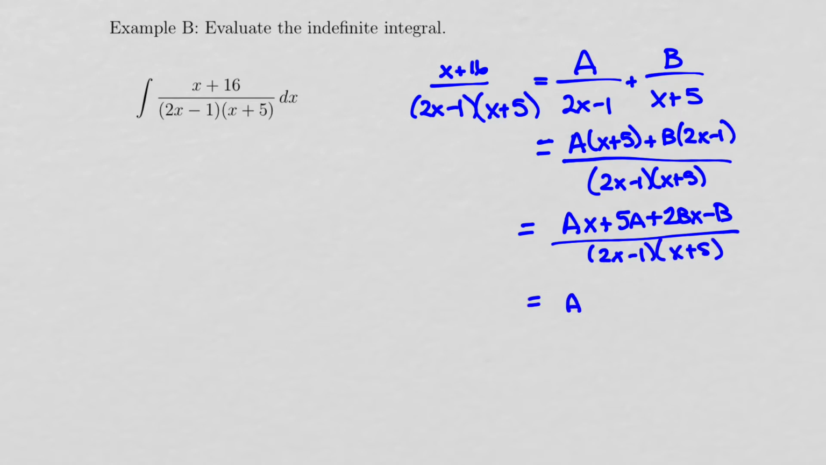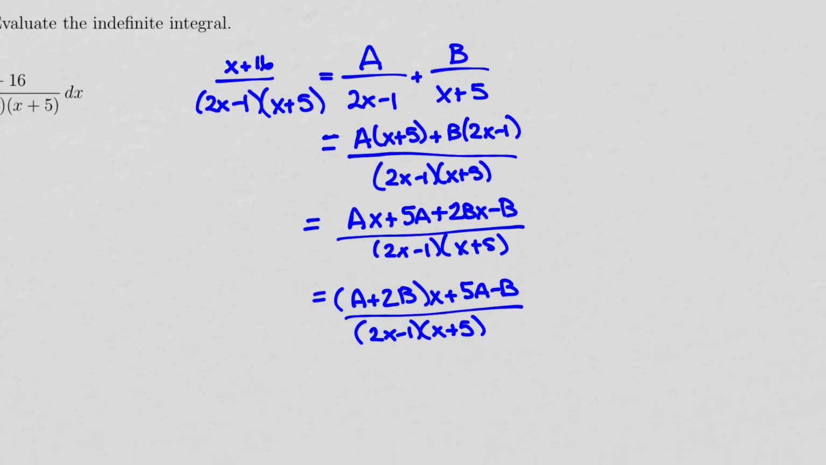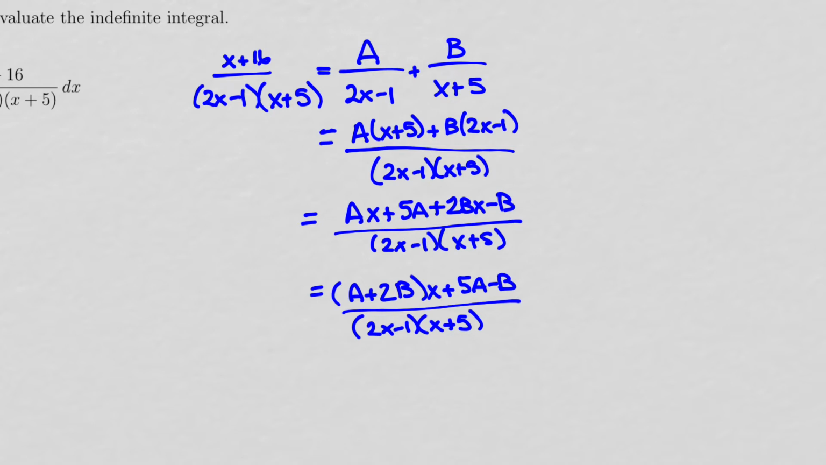And that's giving me (A + 2B)x and 5A - B. And so if you're doing it this method and not something different, you would set up a system. I'm getting a system of two equations, and my system is going to be, let's see, A + 2B is the coefficient on x, which is 1, and 5A - B equals 16. So if you're going to set up a system of equations, your equations should at least match mine, okay?